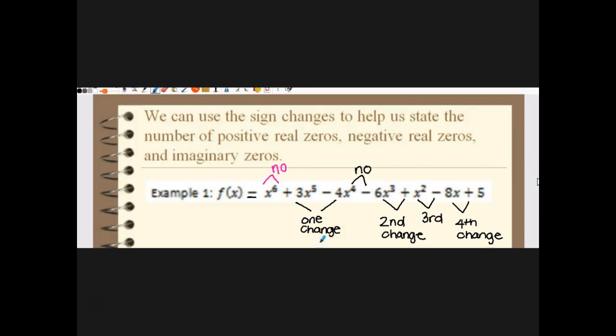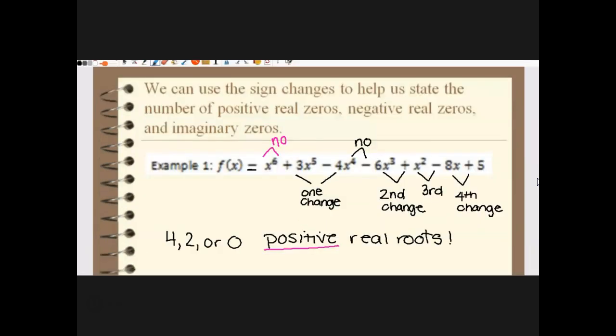So, 1, 2, 3, 4 sign changes means that this graph could potentially have 4, 2, or 0 positive real roots. It cannot have 6. It can have 4, 2, or 0.